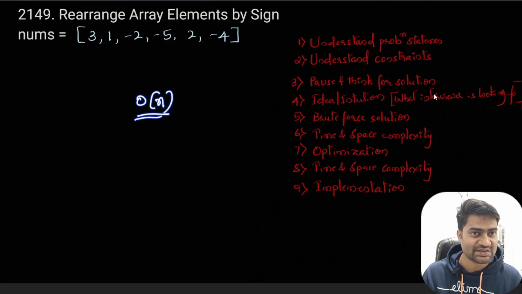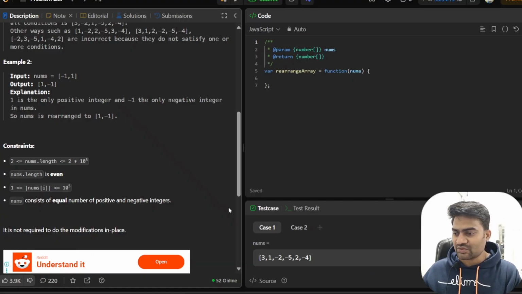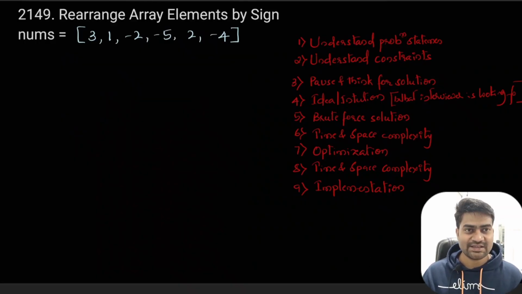Space complexity is not really mentioned. If you have seen the problem statement, let me go back. It is not required to do the modification in place. So if that is the case, then using extra space of O of n is okay here. With that, let us try to come up with the brute force solution for this problem.